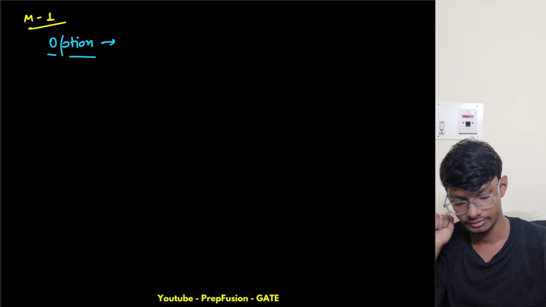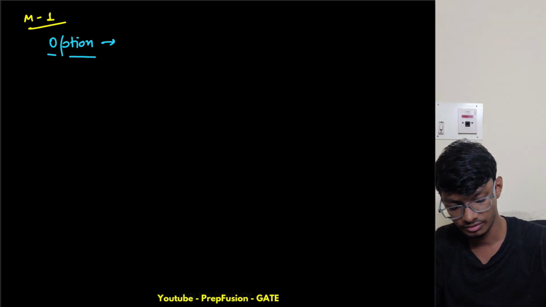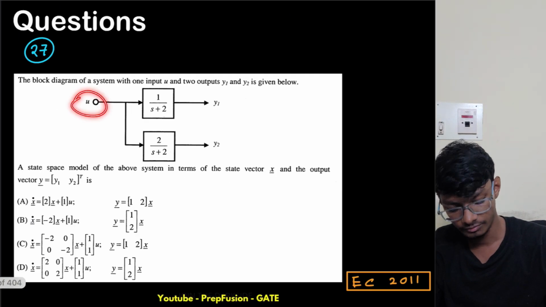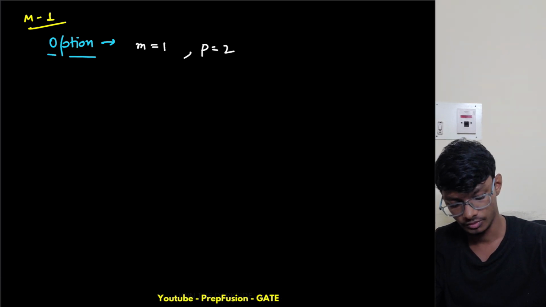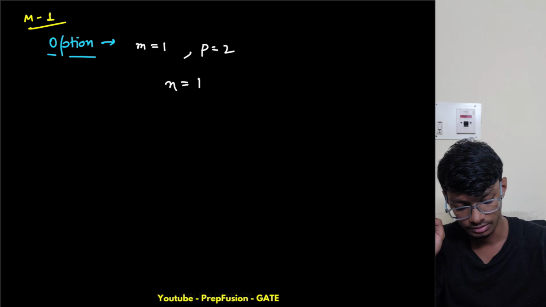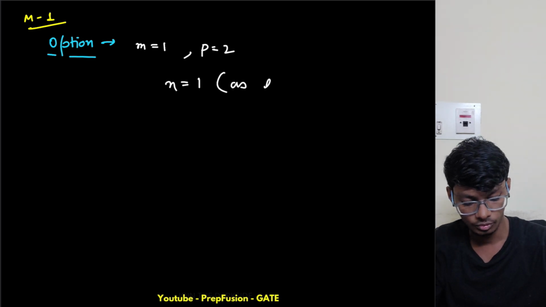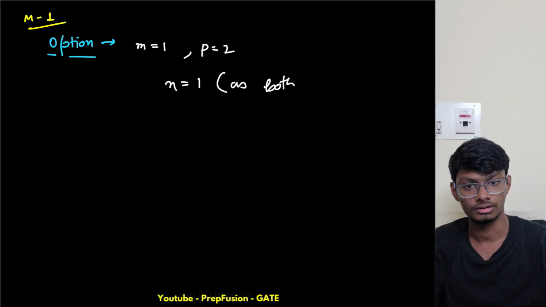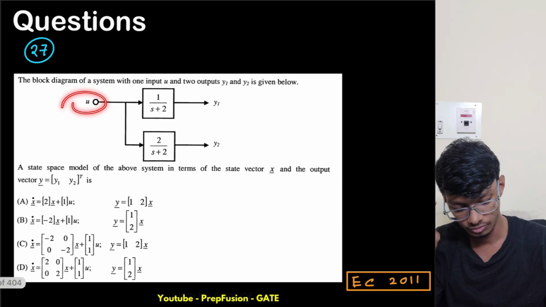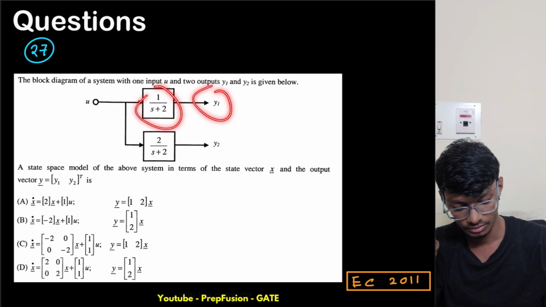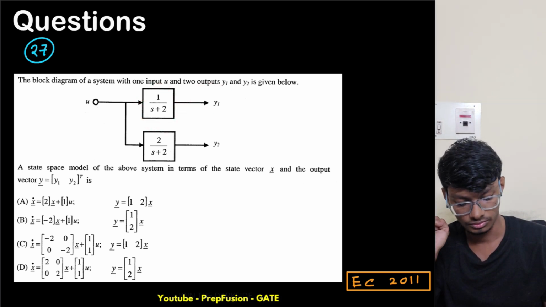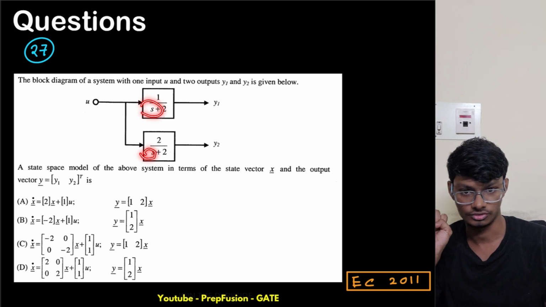In method 1, how many inputs do we have? We have 1 input and 2 outputs. And what is the order? Order is 1, as both of these transfer functions are of order 1. So this is s to the power 1, and this is also s to the power 1.